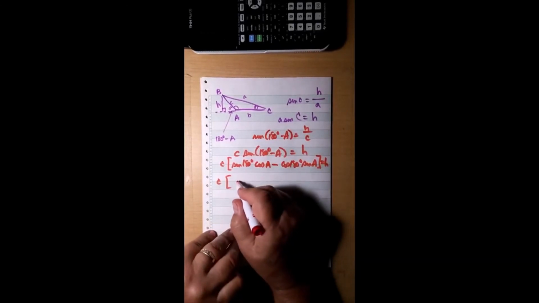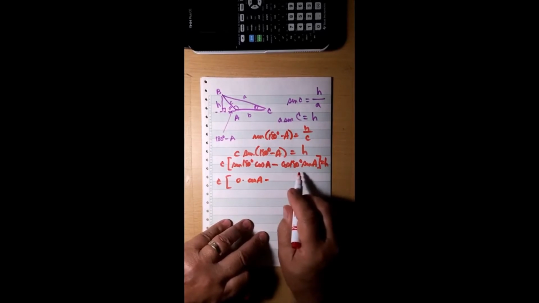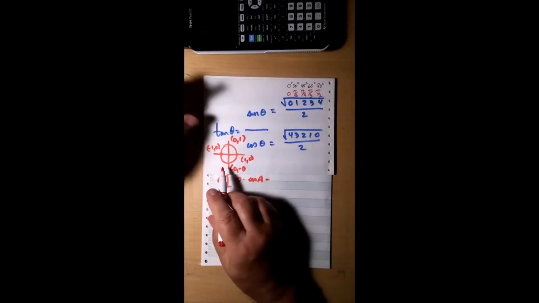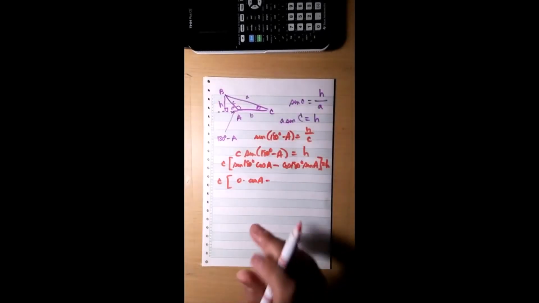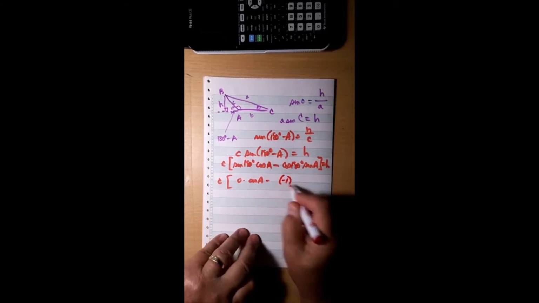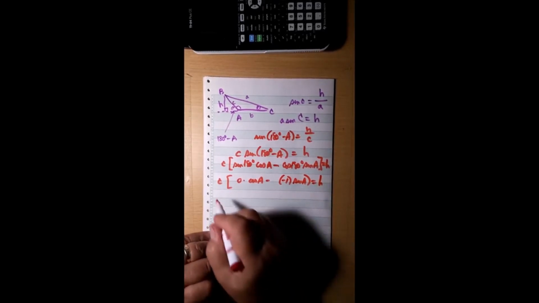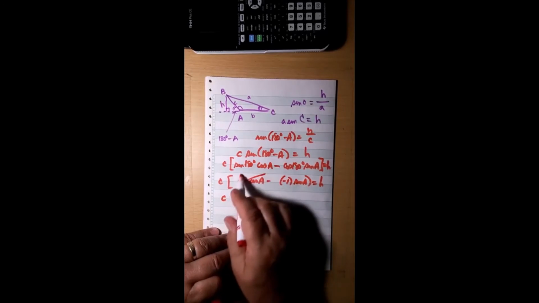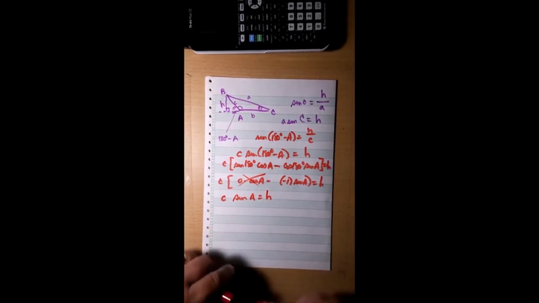So sine of 180 is 0 times the cosine of A, minus, what is the cosine of 180 degrees? Well, it's that same spot. For 180 degrees, it's a -1. So -1 times the sine of A, that's what equals h. So this is really C, negative, that makes it a positive. This is out of here. Sine A equals h.